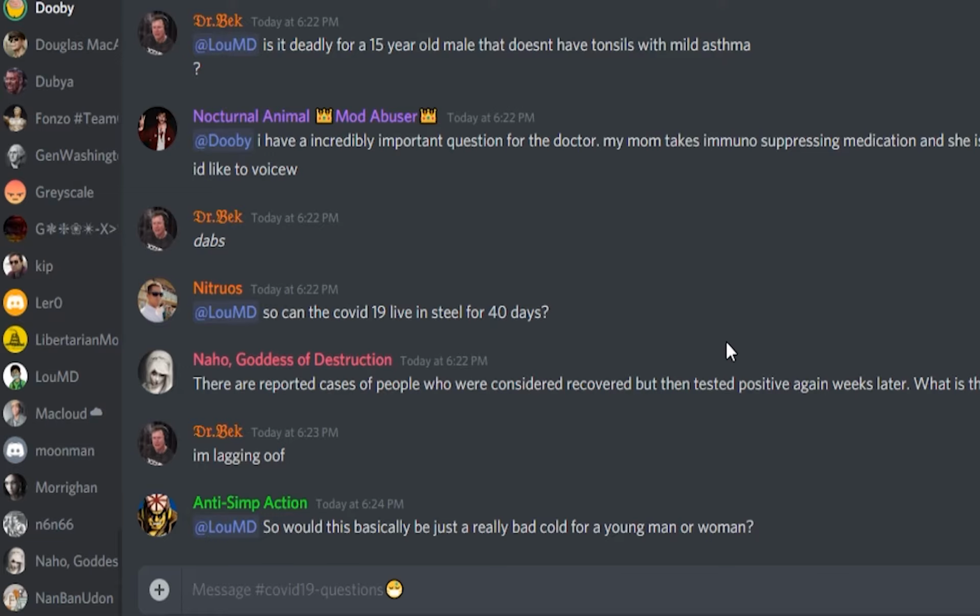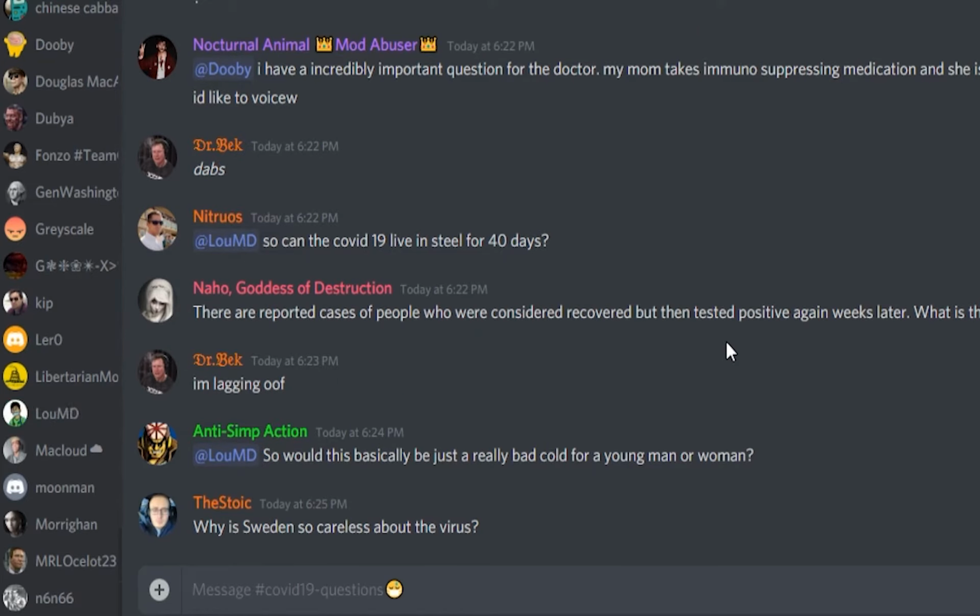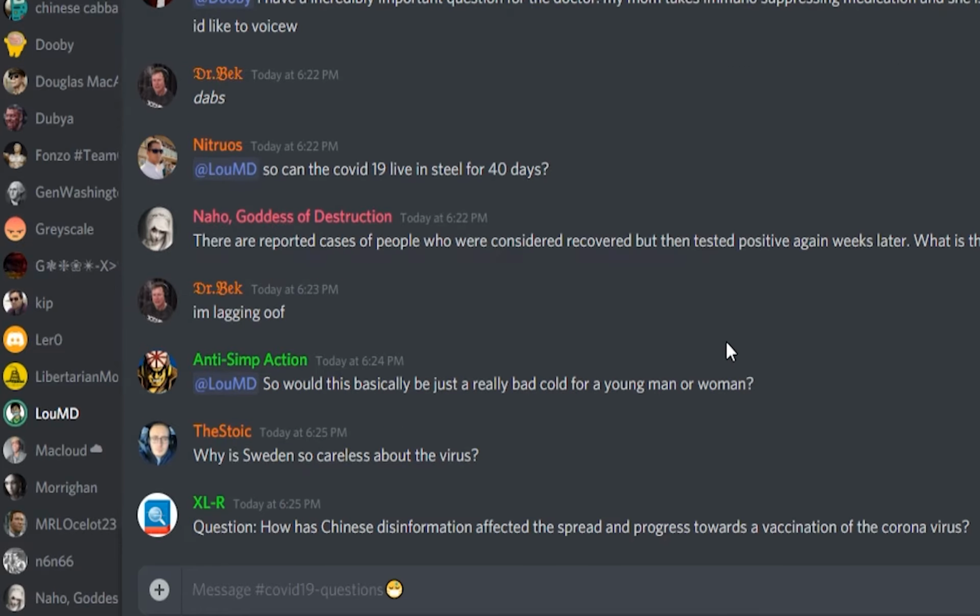So now it's a question. There are reported cases of people who were considered recovered but then tested positive again weeks later. What is the most likely cause for this, and should we be concerned? See, that's something I was reading about yesterday, and what I had read as of yesterday was that the cases of reinfection had actually been debunked. So I'm not quite sure what to say about that. I'll refrain from making a statement because I personally don't know enough to confirm or know the situation surrounding reinfection right now.